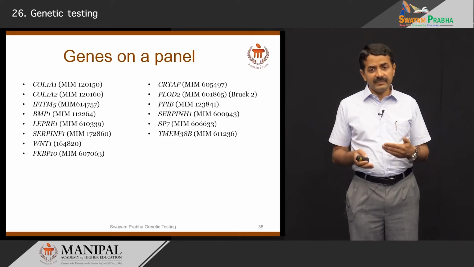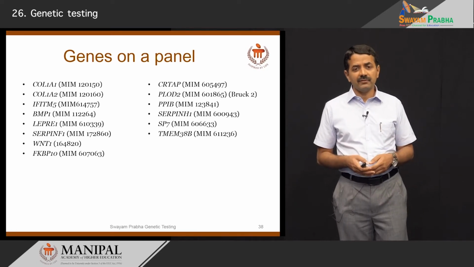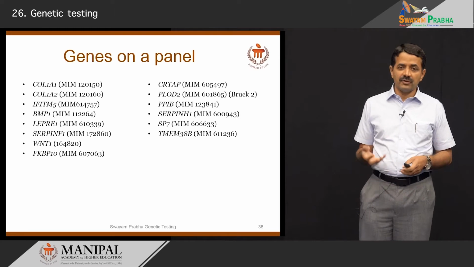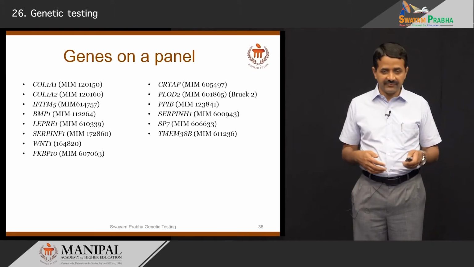So, panel testing is currently recommended for genetically heterogeneous conditions, where a finite number of genes are known to cause a particular disease like osteogenesis imperfecta.